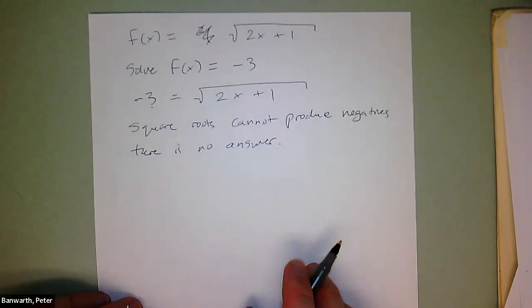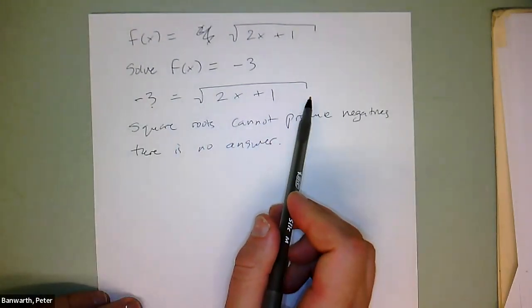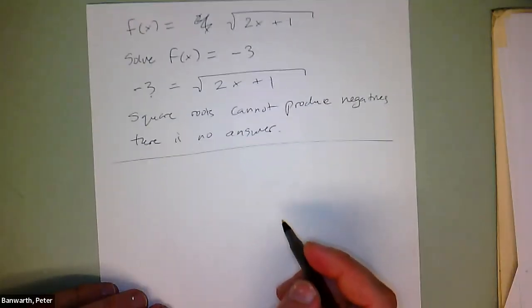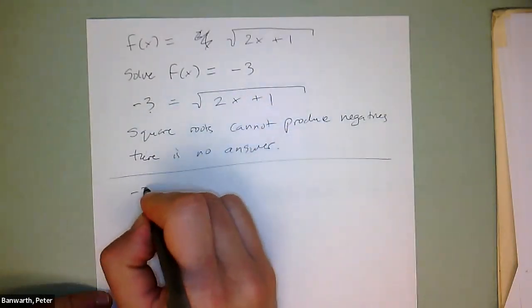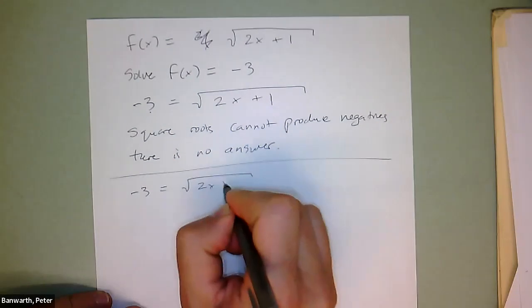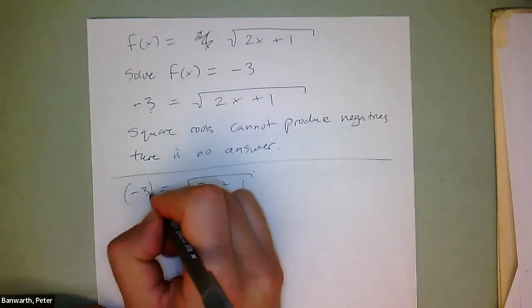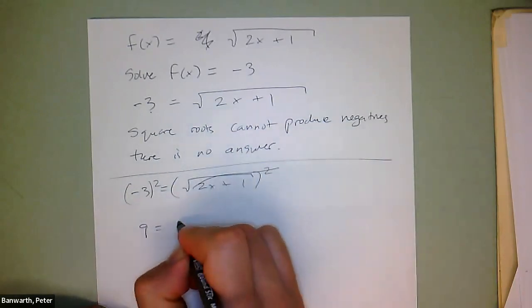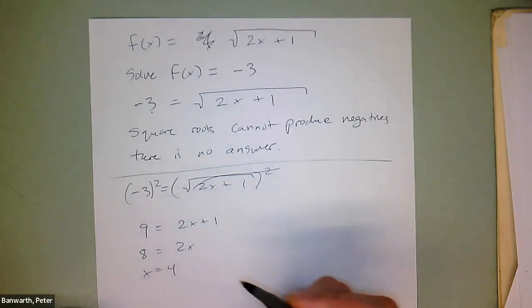That's how I would recommend catching yourself before you find a false answer, is to ask yourself, could I even get an answer from this equation? There's another way to catch it, and either way works fine. The other way is to actually go through the process, go through the steps. So if I want to unwind the square root, I square both sides, and I get -3 squared, which is 9, is 2x plus 1. So 8 is 2x, so x is 4.